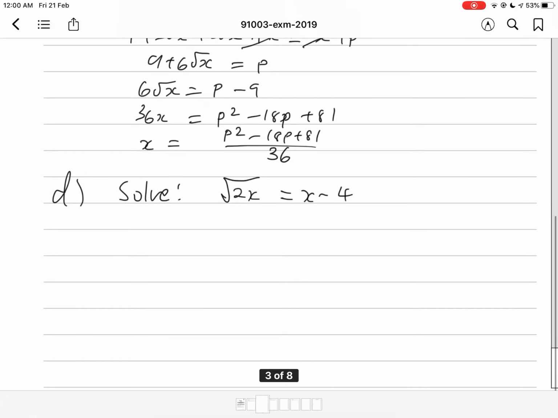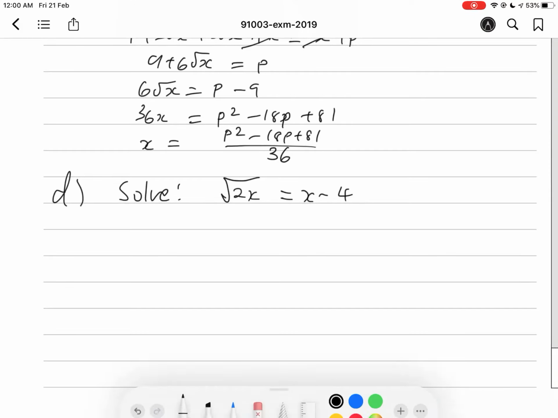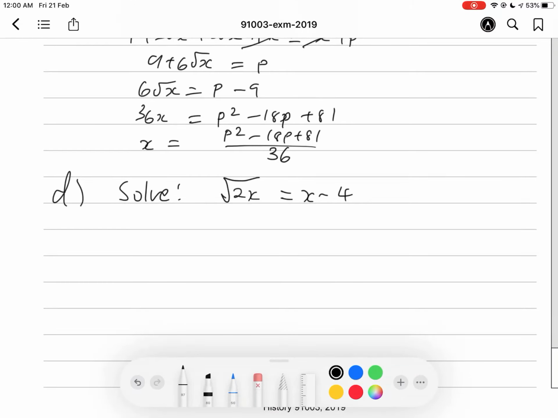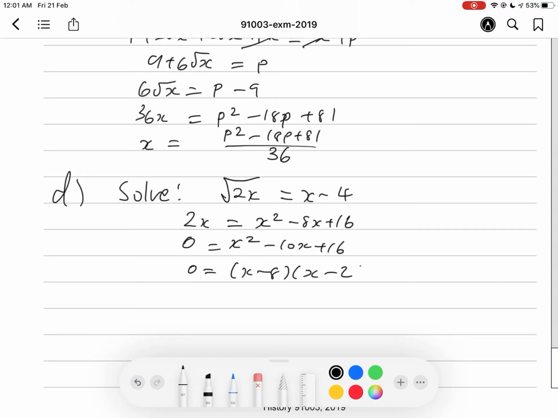Question D. Solve square root of 2x equals x minus 4. So right now we have the square root here. We want to get rid of it by squaring both sides. So 2x equals x squared minus 8x plus 16. Therefore 0 is equal to x squared minus 10x plus 16. 0 equals x minus 8, x minus 2. So therefore x equals 8, x equals 2.